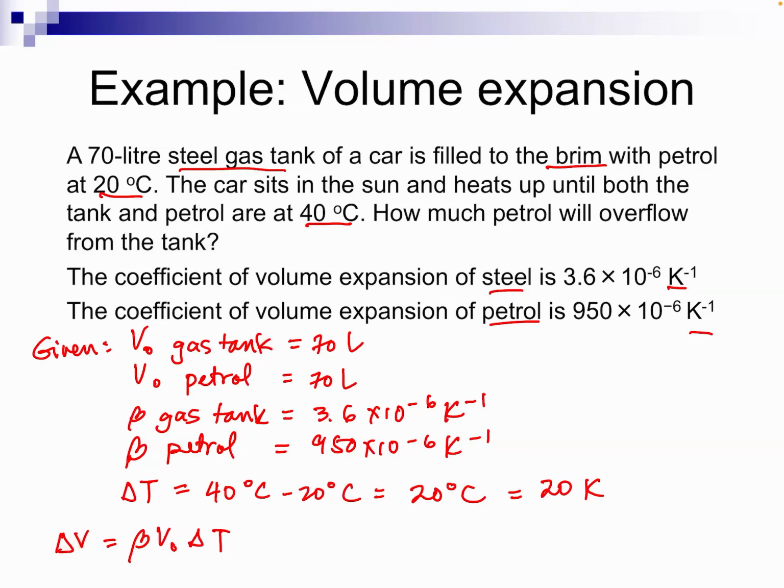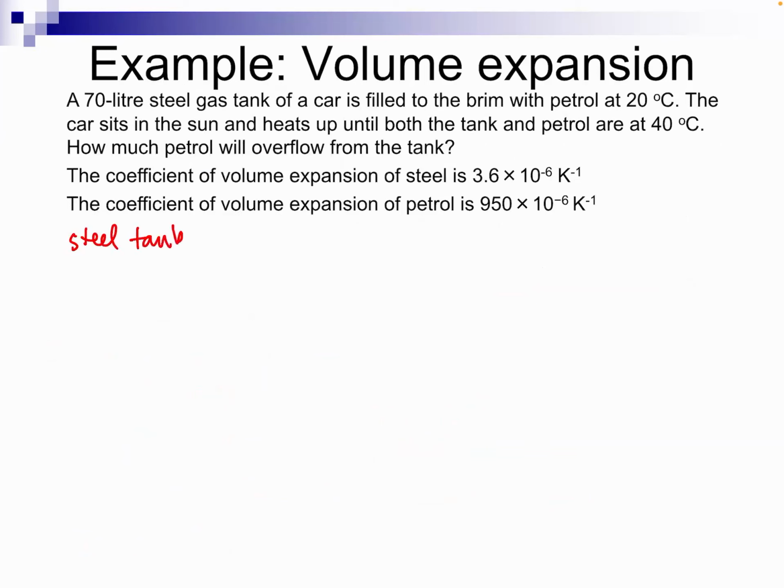So the steel tank will increase in volume by this amount. Delta V is equal to the initial volume, 70 liters, times the coefficient 3.6 times 10 to the -6 Kelvin to the -1, times the change in temperature, 20 Kelvin. That will be a change of 0.050 liters.